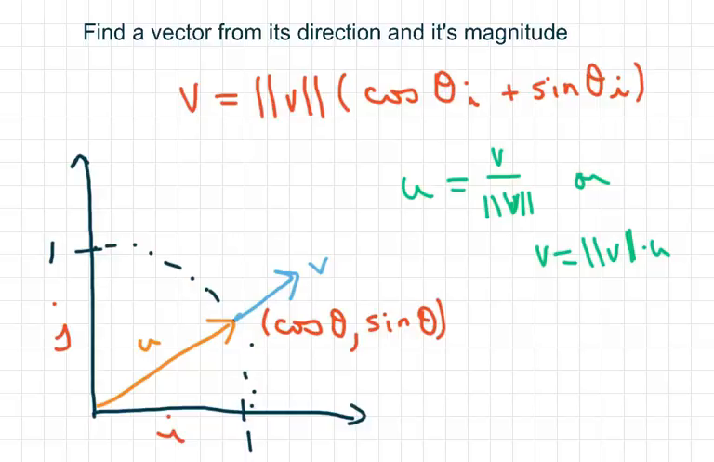Hi everyone. We're going to find a vector from its direction and its magnitude. We're going to do one little word problem and then we're just going to do 6 quick examples.